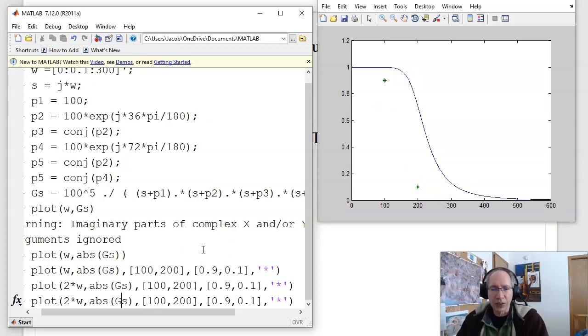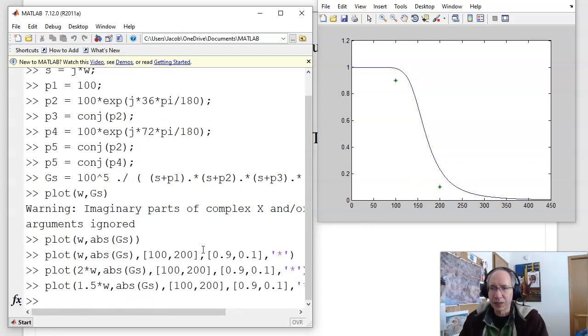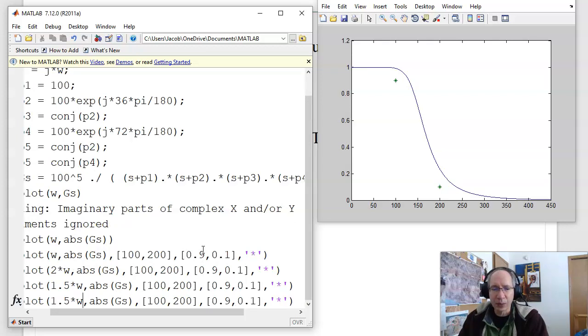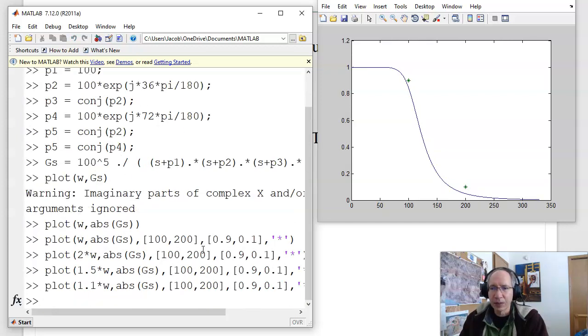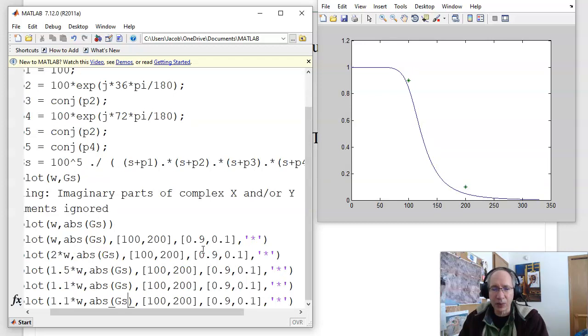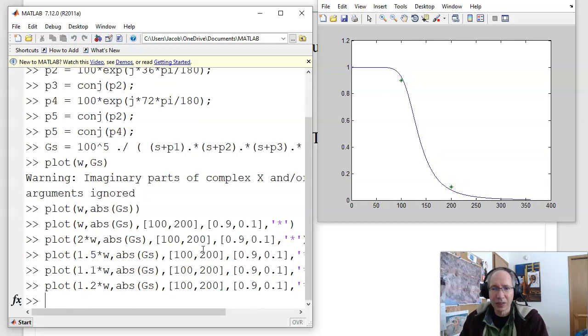Let's try 150 radians per second. Let's try 110. Let's try 120. Okay, there. That works. If I can't get it to work, I might need to use a higher order filter, or maybe a Chebyshev filter. But this meets my requirement. At 100 radians per second, the gain is bigger than 0.9. At 200 radians per second, the gain is less than 0.1.